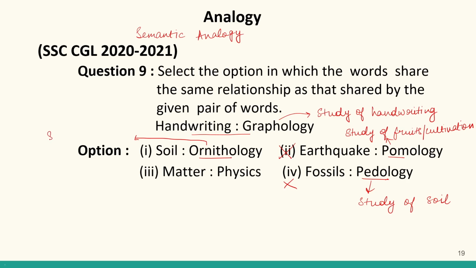Ornithology is basically the study of birds. So this option is also wrong. But here you can see that physics is the study of matter. Hence, option number 3 will be the correct answer. Because matter and physics bear the same relationship that is between handwriting and graphology.